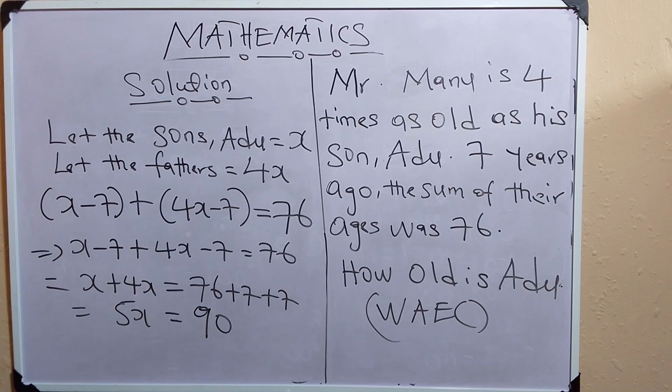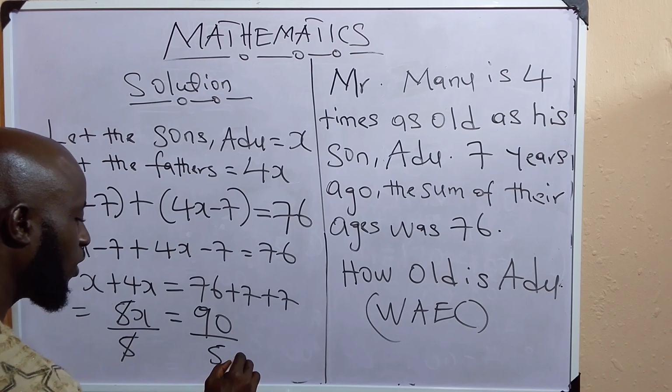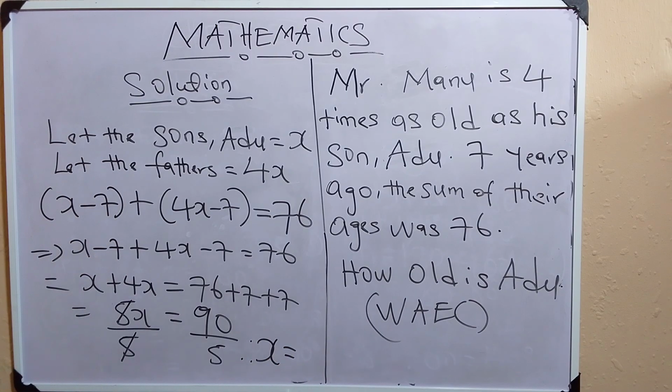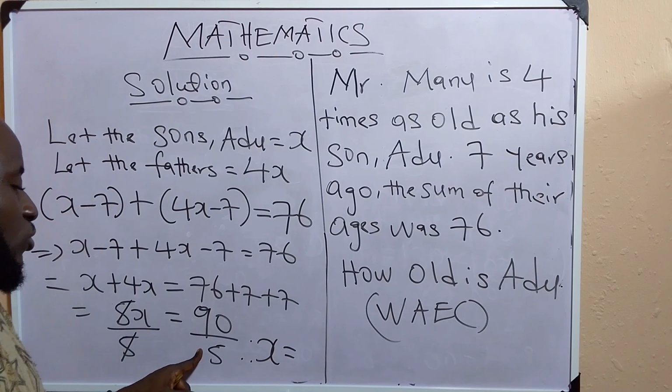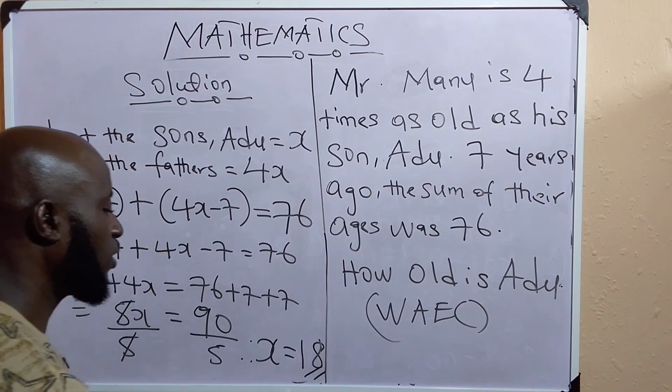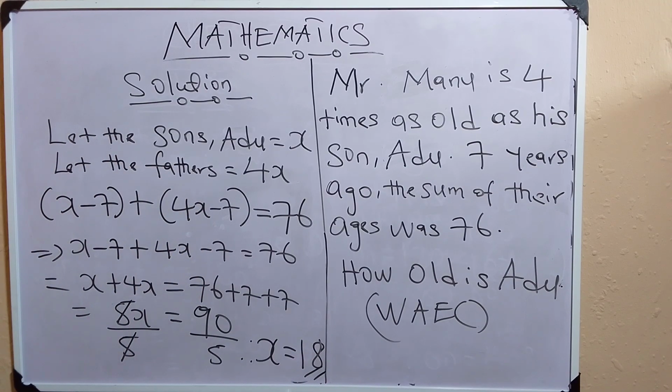We are looking for the value of x, which is the son's age, which means you divide both sides by the coefficient of x. 5 will cancel 5. 90 divided by 5. It means that x is equal to what? 90 divided by 5 is 18.